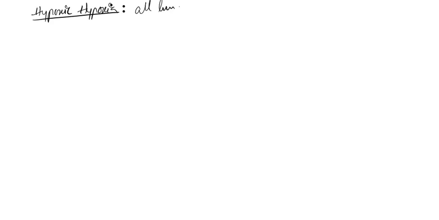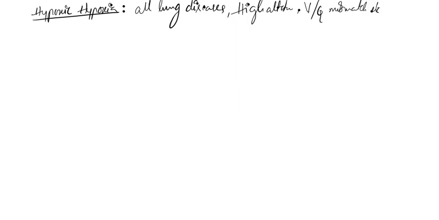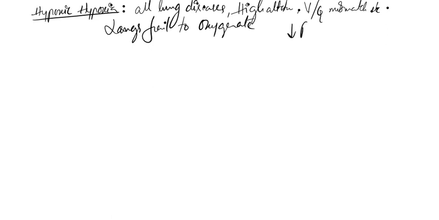Hypoxia is generally seen in all lung diseases, and at high altitudes, and in VQ mismatch conditions, etc. Now what happens here is hypoxia: the tissue gets less oxygen because the lungs fail to oxygenate the blood, so there is a decrease in PaO2 and SpO2, the partial pressure of oxygen.